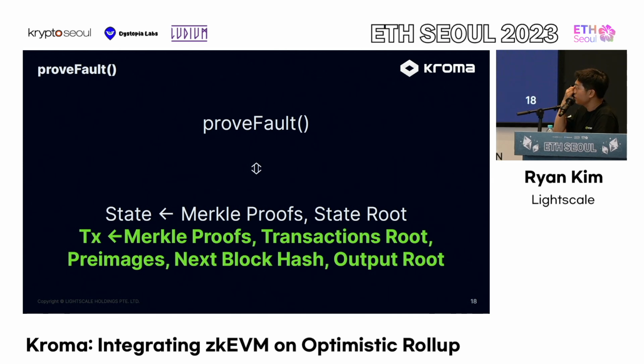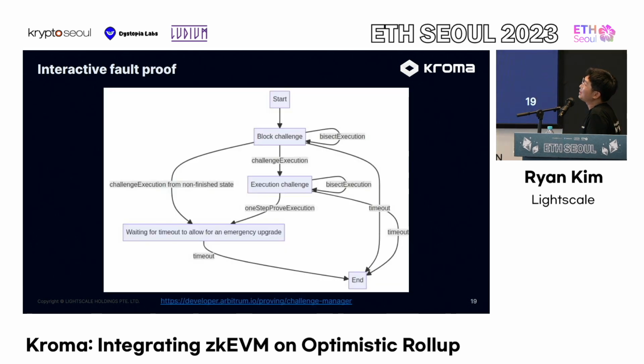So in the case of Kroma, when you submit the state commitment to the network, it contains the next block hash. By providing the transaction root and Merkle proofs, the next block hash, the output, and the pre-image, you can now obtain all the ingredients to run the fault proof.